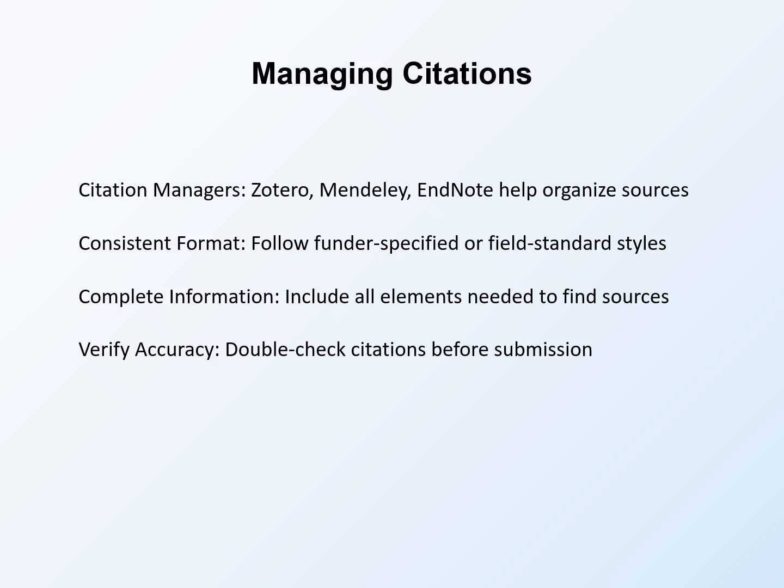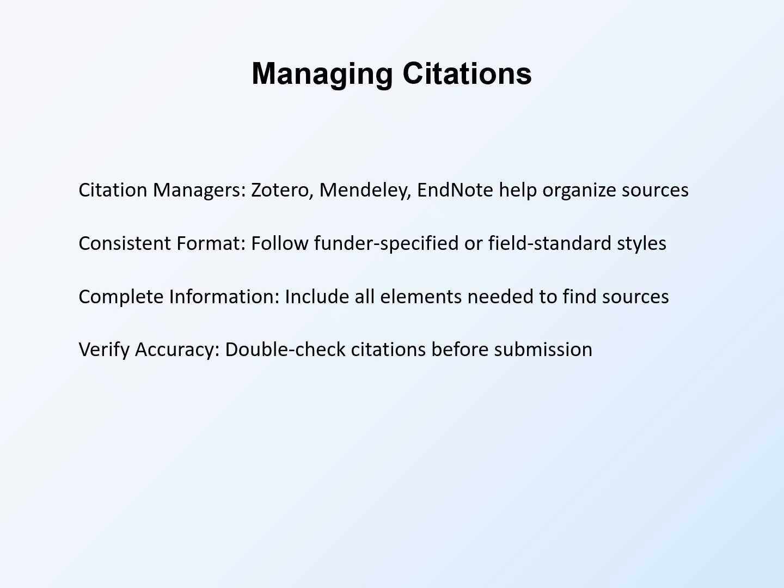Different source types require different elements. Journal articles need authors, year, title, journal name, volume, issue, and page numbers. Books need authors, year, title, publisher, and location. Web sources need organization, page title, URL, and access date. Missing elements frustrate reviewers and undermine credibility.